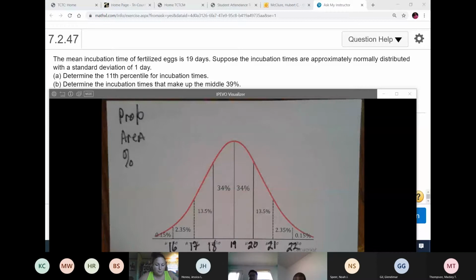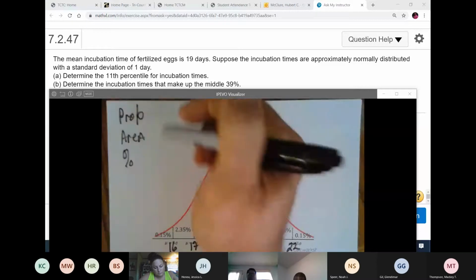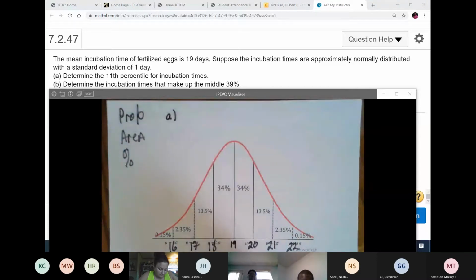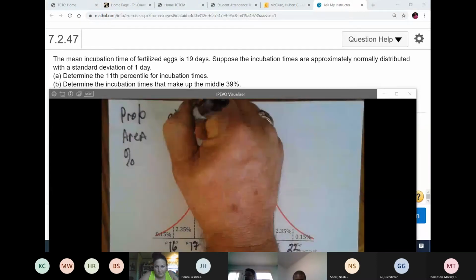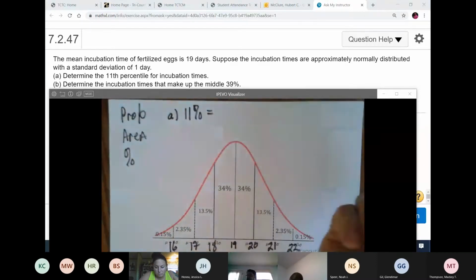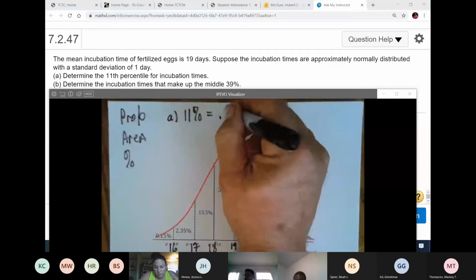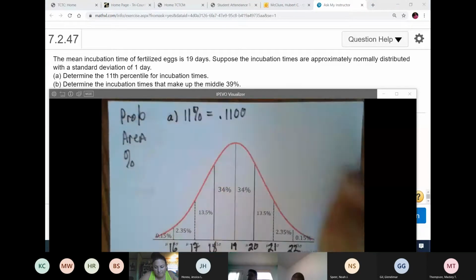All right, so what are we given? A, what is given? Somebody tell me what that is. 11th what? Percentile. So I need to change 11% into 4 digits, which would be area or probability. So 0.1100.